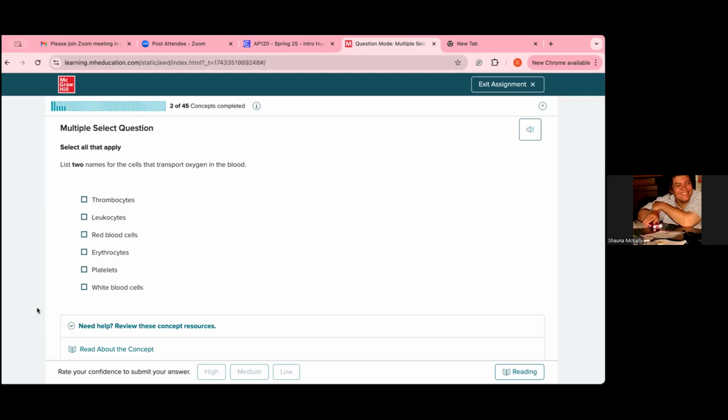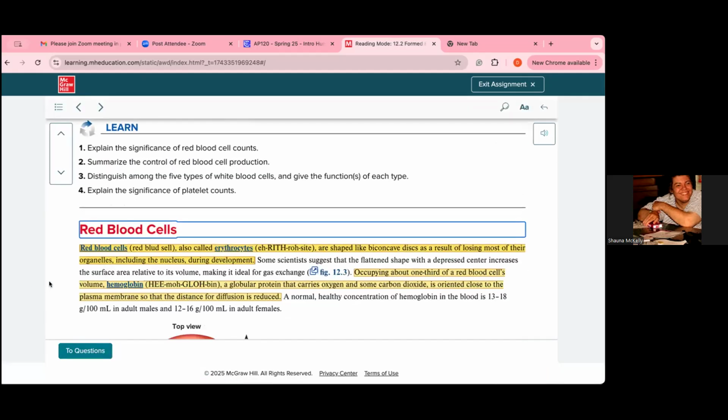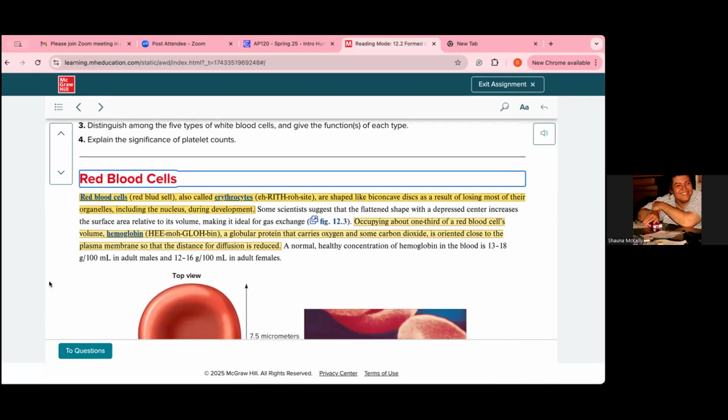Let's read them out. Okay, red blood cells, also called erythrocytes, are shaped like biconcave discs. Some scientists suggest that the flattened shape with a depressed center increases the surface area relative to its volume, making it ideal for gas exchange. Occupying about 1/3 of a red blood cell's volume, hemoglobin, a globular protein that carries oxygen.